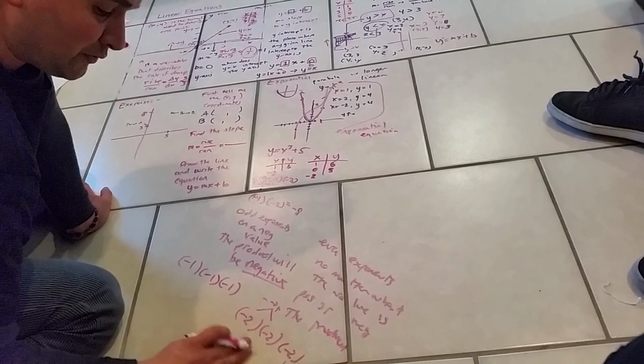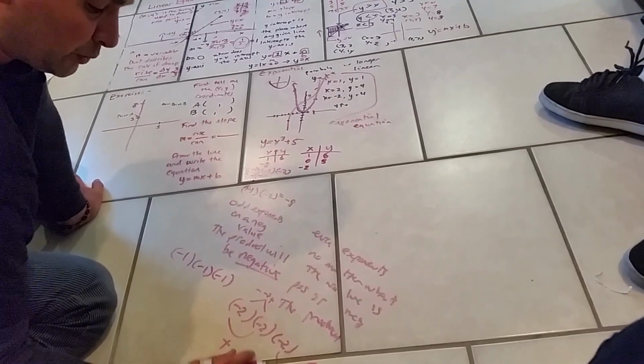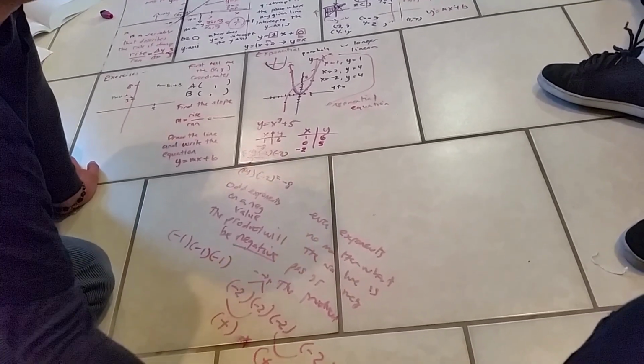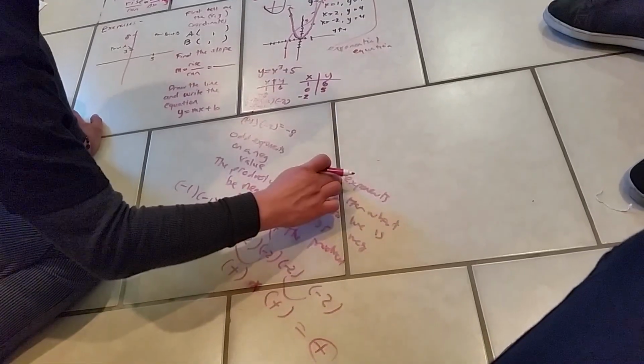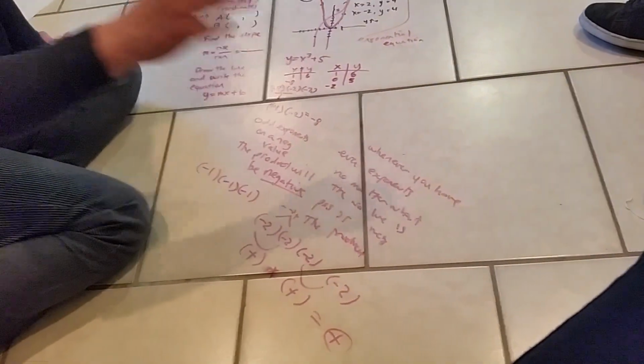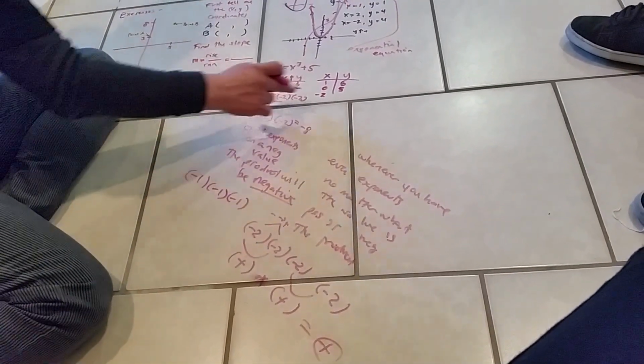These two turn positive, and these two turn positive, so then the whole product is going to be, when you multiply a positive times a positive, you get positive. So whenever you have even exponents, no matter whether they're positive or negative, they will result in a positive outcome. Okay? So this is the last one.